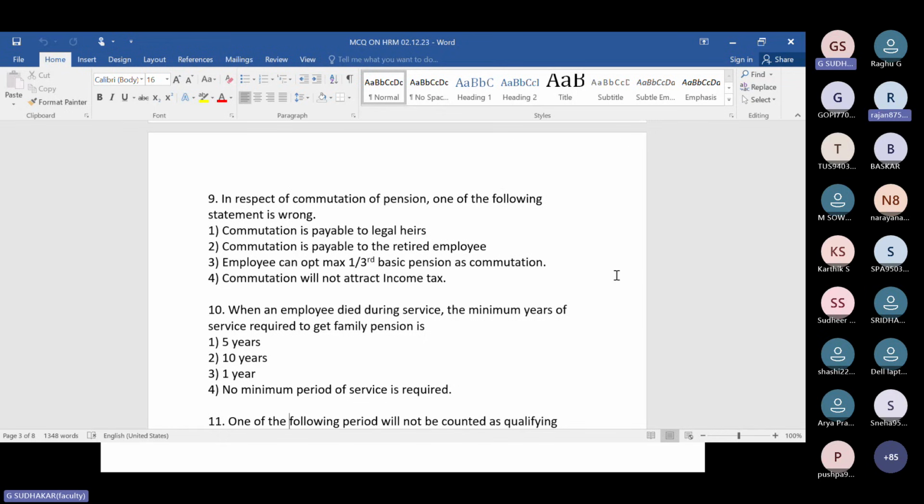Commutation is payable only to the retired employee, in the hands of the retired employee, not to the legal heirs. They are not eligible to receive the commutation. They can get enhanced family pension. They will get double the family pension up to 65 years. 5 years they will get. Not the commutation of it.